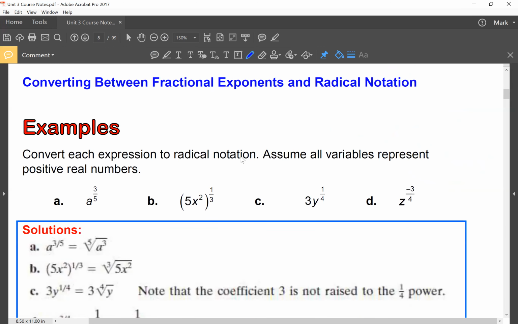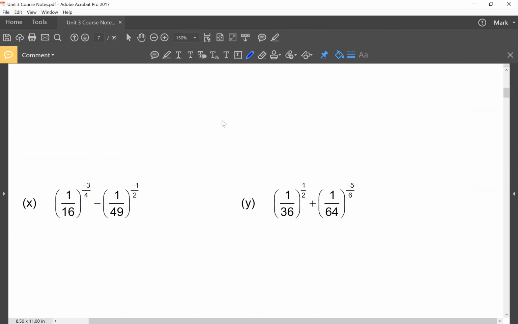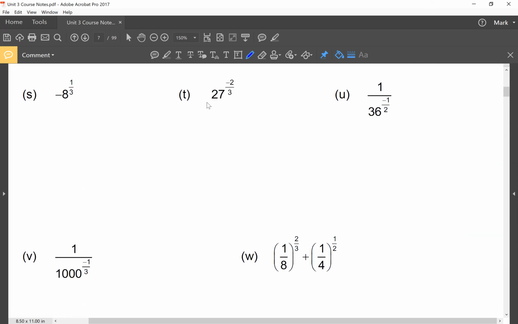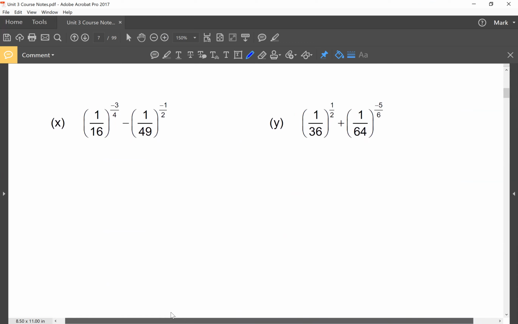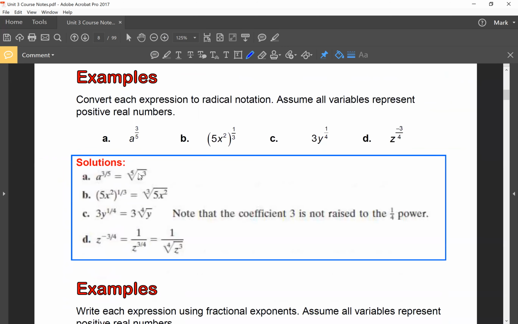So let's look at converting between fractional exponents and radical notation. For anybody who didn't understand question L, we're going to practice this a little more using x and y. Let me zoom out a little bit. There we go. It says convert each expression to radical notation. Assume all variables represent positive real numbers, so we're not going to deal with any imaginary numbers here.